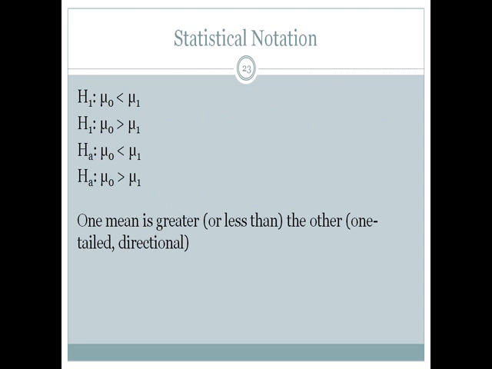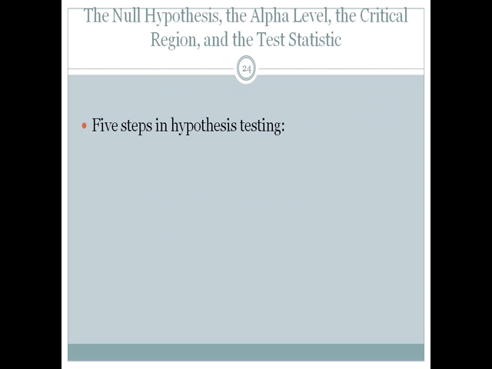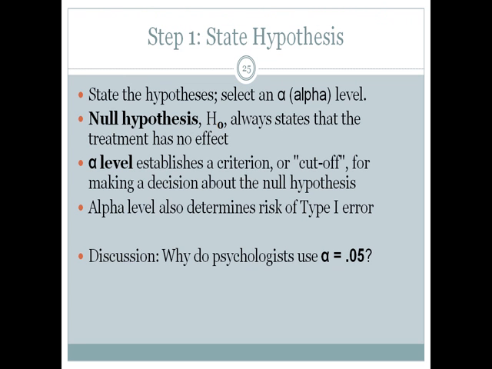Okay, let's go through the 5 steps of hypothesis testing in detail. Step 1, we want to state our hypotheses and select an alpha level. Our null hypothesis always states that the treatment has no effect. So remember, we always start with a null hypothesis. Now, what is the alpha level? The alpha level establishes a cutoff point for making a decision about the null hypothesis.